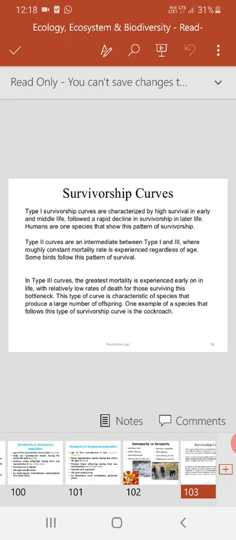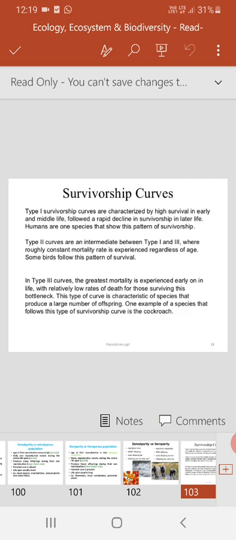Now, survivorship curve. Survivorship curves are the curves which describe the number of survivors, that is, the number of surviving individuals in a population at different stages of the life cycle, or we can say the number of survivors of a population at different age groups.